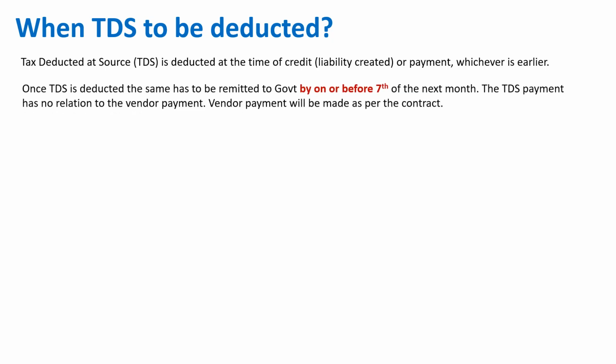Once TDS is deducted, it has to be remitted to the government by or before the 7th of the next month. The TDS payment has no relation to the vendor payment. Vendor payment will be made as per the contract. That means if you are deducting the tax in the month of February, you have to pay before the 7th of March. If you are deducting in the month of December, you have to pay to the government before the 7th of January. Okay. But for the month of March, the TDS payment can be made on or before 30th April. So you have one exception in the month of March, where the government is giving a little more time so that you pay it on the 30th of April.